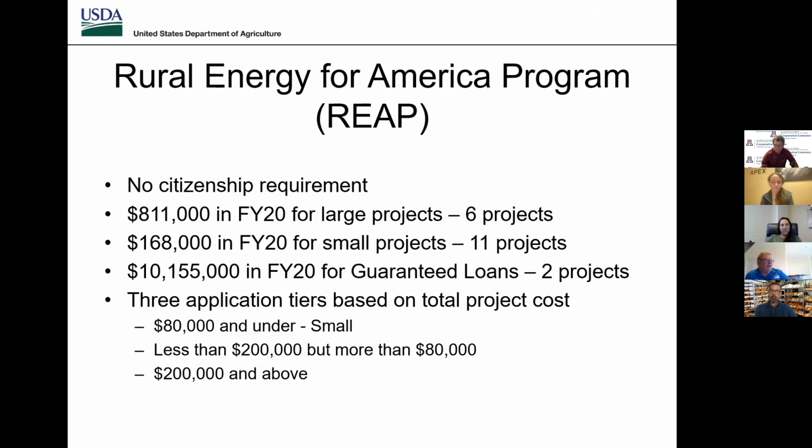Last year, we had $811 million for 6 projects, what we call large projects, and then 168,000 for small projects. We funded 6 and 11 respectively. We also were able to put out just over 10 million for guaranteed loans, where a bank came to us and said, "Hey, we want to finance this energy system for this business, and we want you to guarantee the loan." And we did 2 projects.